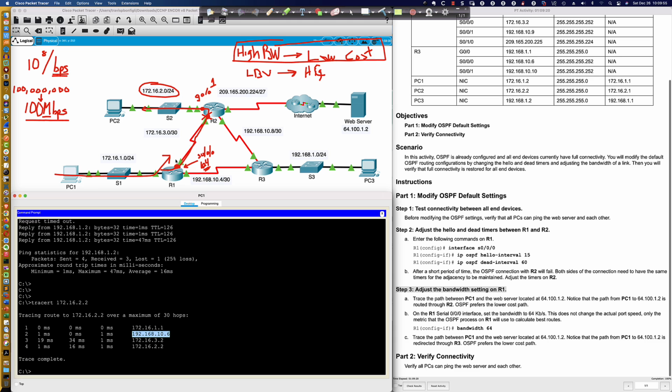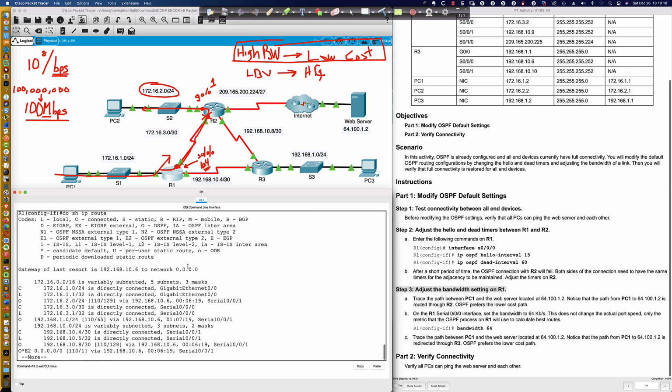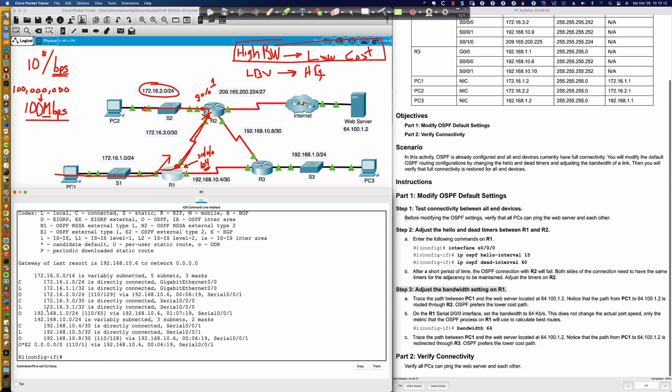Traffic is no longer going this way because we've lowered the bandwidth, meaning we have increased the cost to a higher value. If I do show IP route, it's cheaper for me to get to the 172.16.2.2 to now go over here and then up to router 2 and then over to PC2, because the cost is 129 going the southbound route.